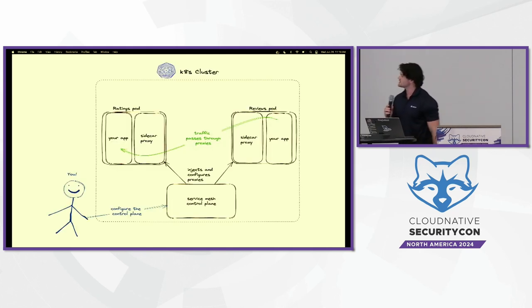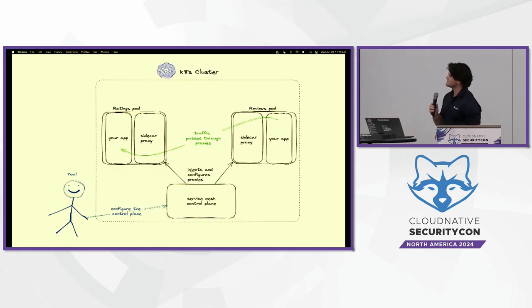So if we look at this diagram, this is a really simple Kubernetes cluster that has two services in it, reviews and ratings. You are the blue stick figure, right? You are the administrator of this cluster. You configure what's called the service mesh control plane. So this is a centralized component that runs in your cluster and is responsible for injecting and configuring the sidecar proxies in your workloads. So you don't even have to go and update your Helm charts, right? The sidecars just are injected automatically by the control plane. Then traffic passes through these proxies.